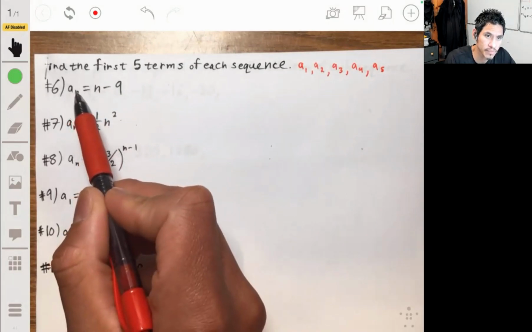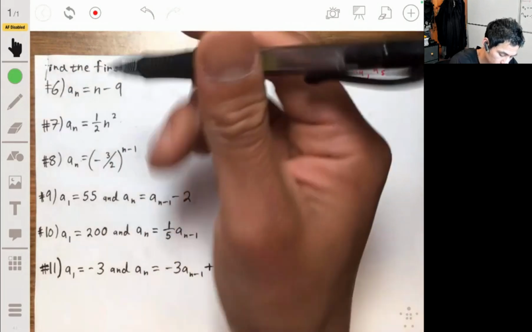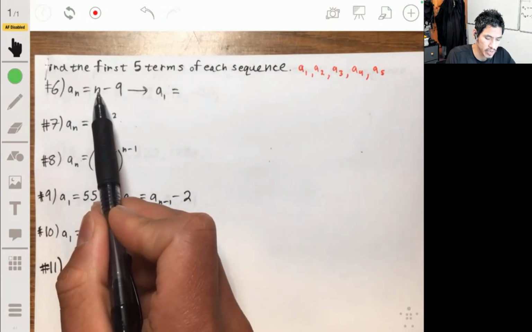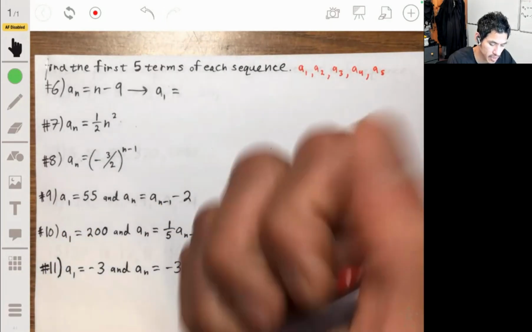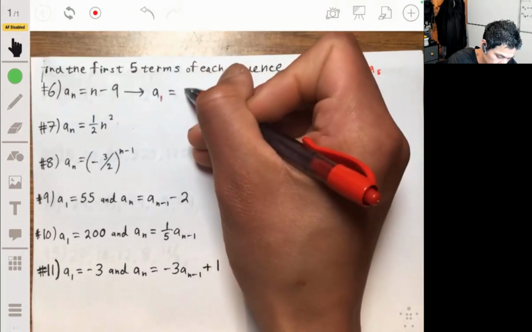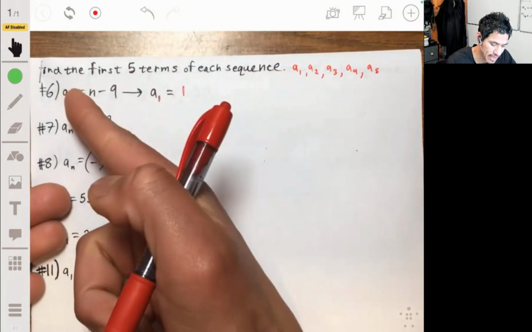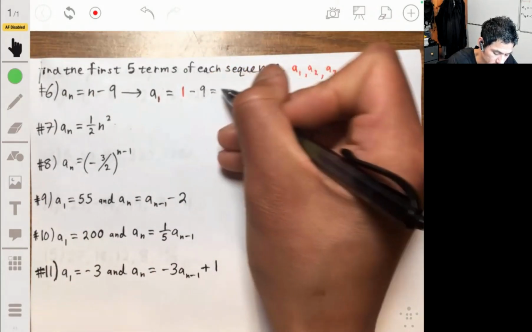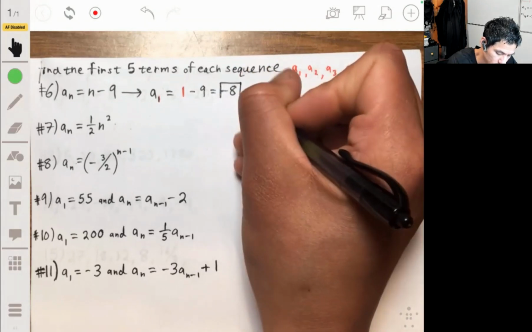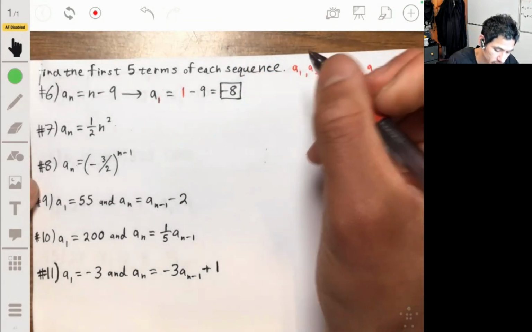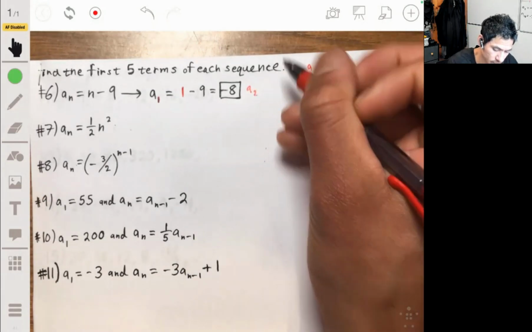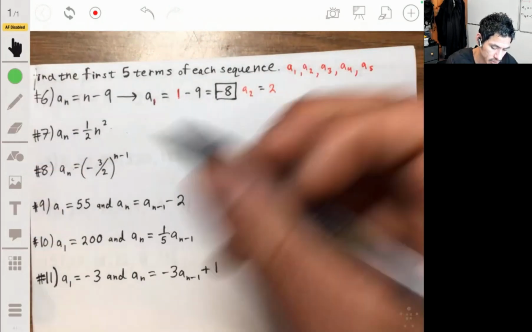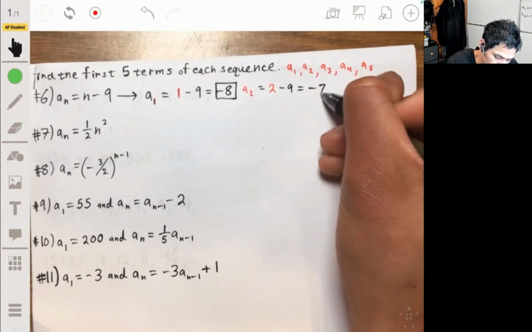So for the first problem, if we want to find A1, you simply have to substitute a 1 for wherever the n is. The 1 here is the same 1 there, because that n represents the same n. So A1 is just equal to 1 minus 9, which is -8. A2 then is going to be 2 minus 9, which is -7.